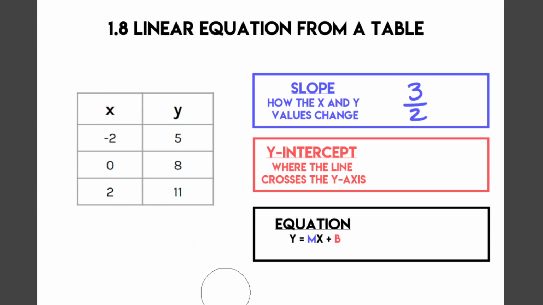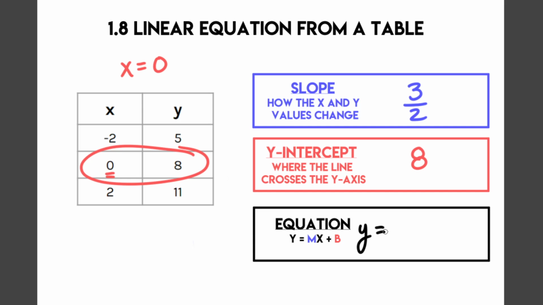Once again, y-intercept is going to be where the line crosses the y-axis, or in other words, where x is equal to 0. In this case, x is equal to 0 here, so this is my y-intercept of 8. Time to write the whole thing out. y is equal to, starting off with my slope of 3/2, multiplied by x, and then I've got my plus 8. And there's my equation. y is equal to 3/2 x plus 8. My slope and my y-intercept.